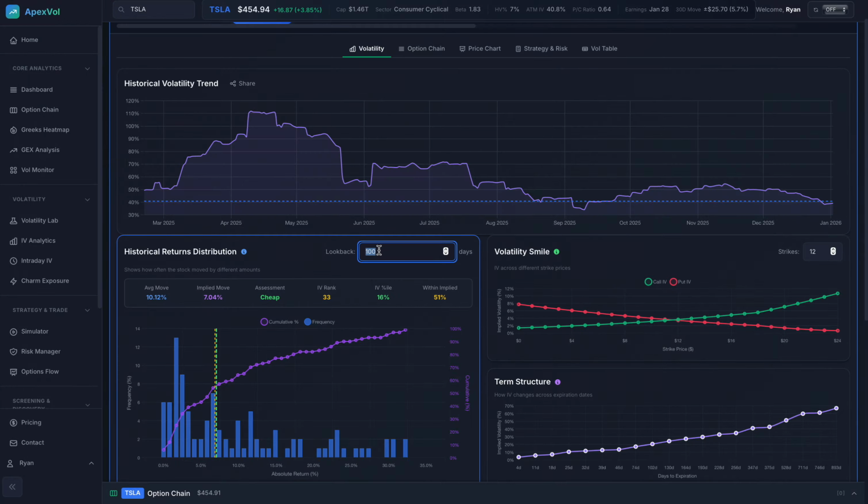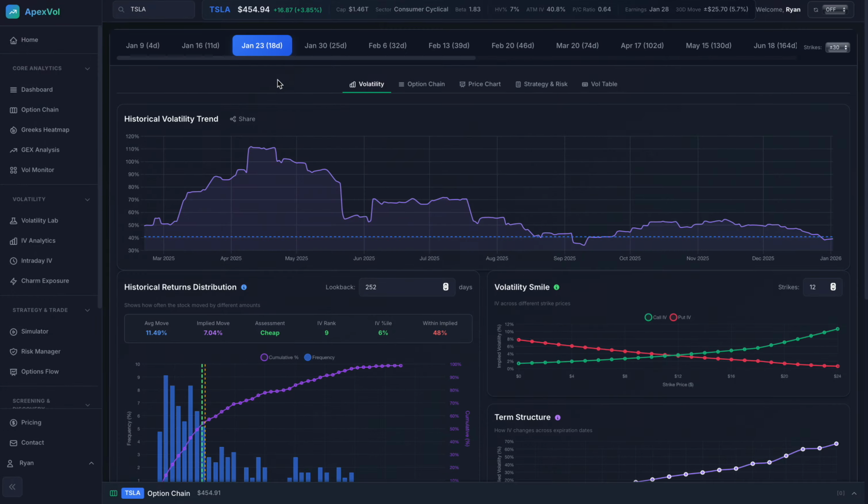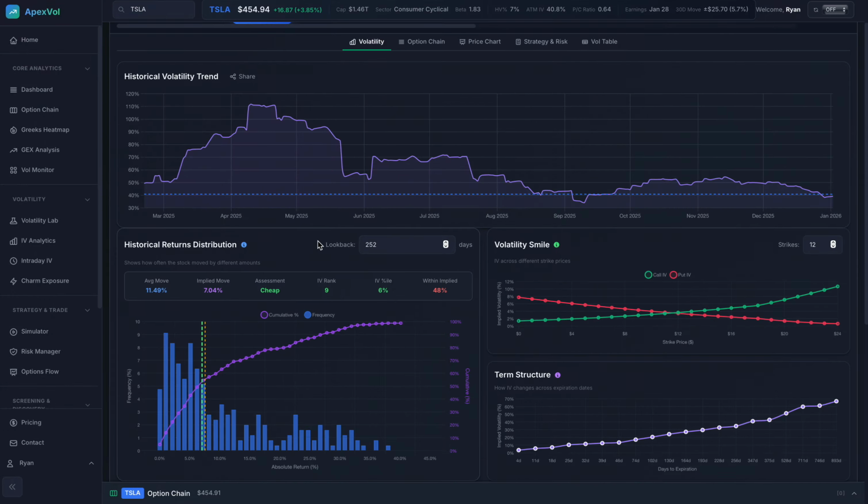Now this is within the look back period. So if you want to change the look back, it will also update the IV rank for you as well. And then we also have this within implied. Now what this means is, this is essentially stating how often does the actual move fall within the implied move. So 48% of the time over the past 252 trading days, the Tesla 18 days to go has fallen within the implied 48% of the time.